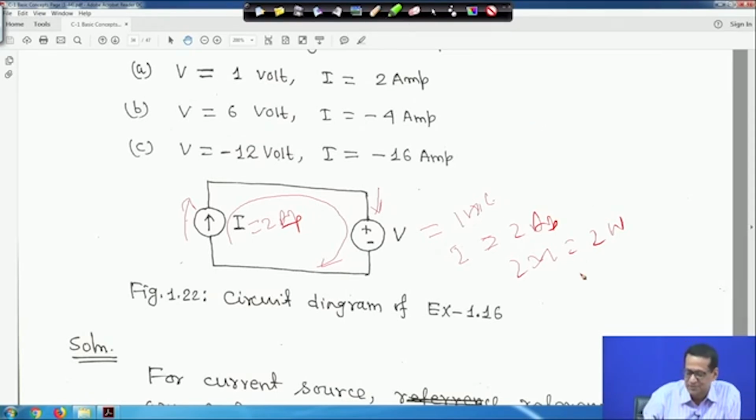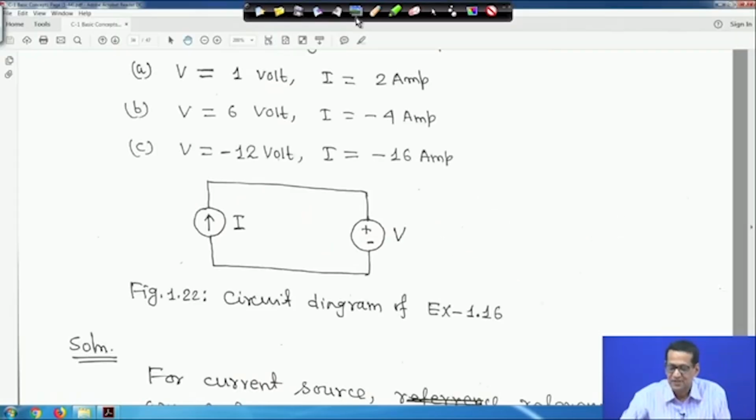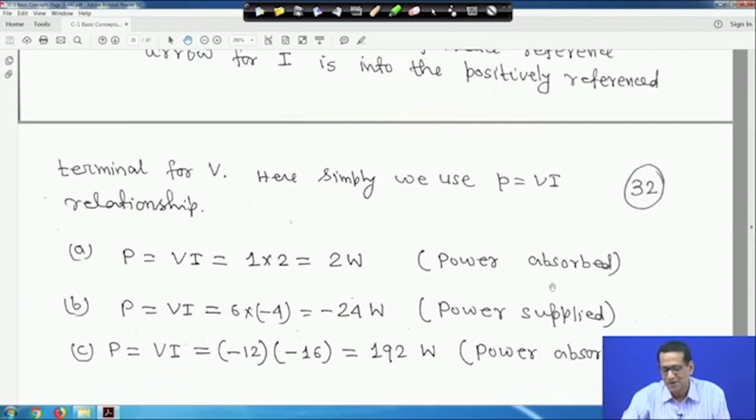So I am rubbing this, so it will be power absorbed by the voltage source. So just hold on, right. So this one, this is the 2 watt, the power absorbed.